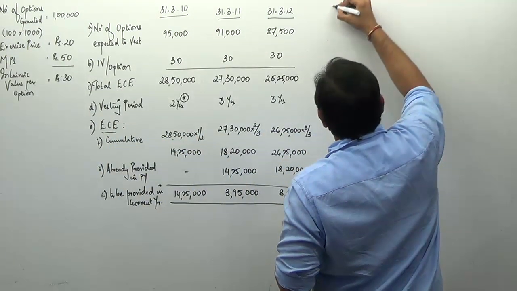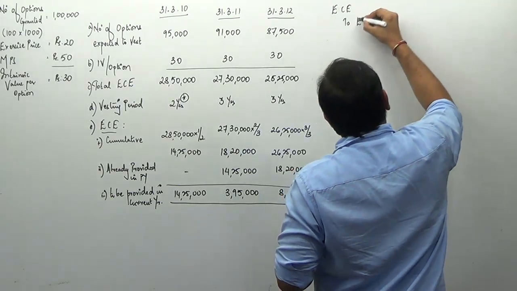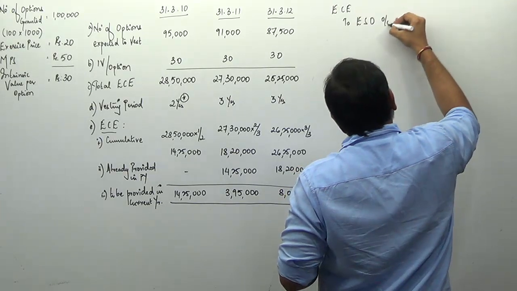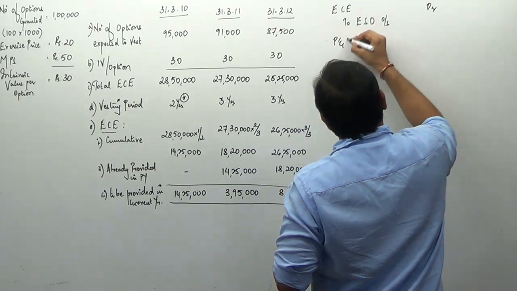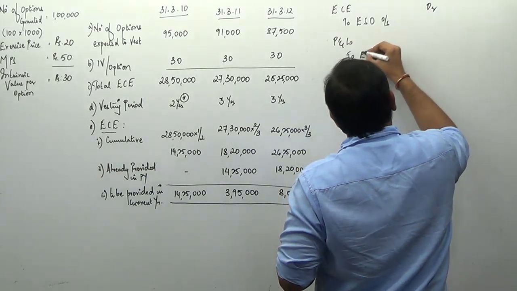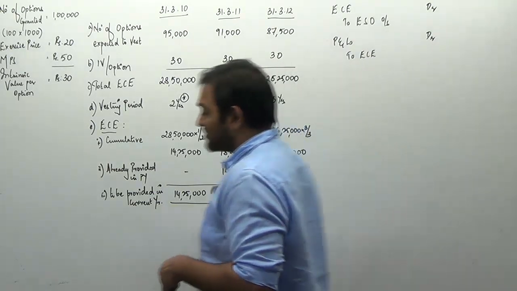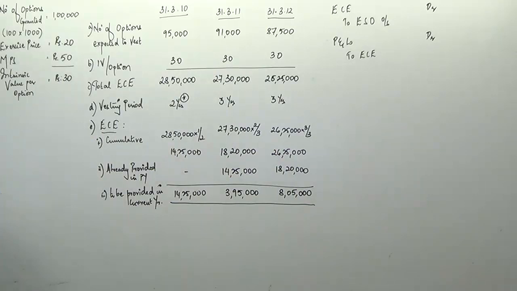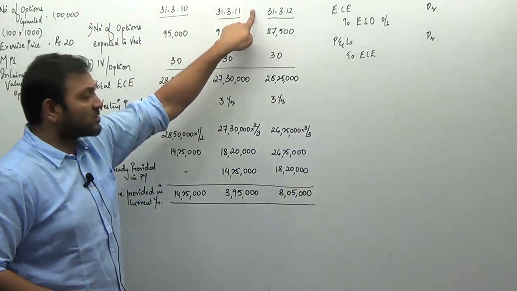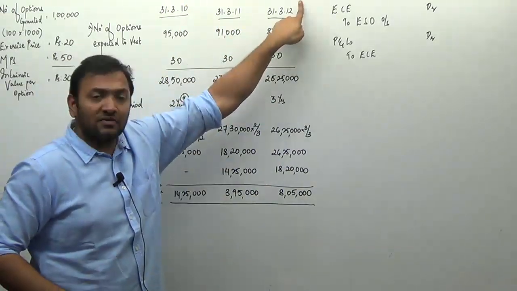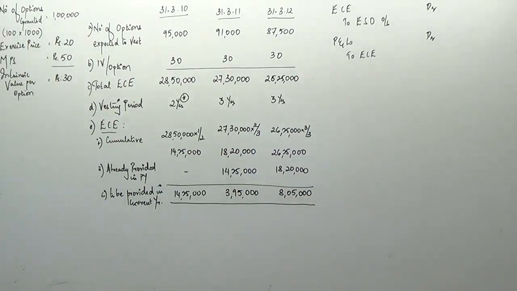My entry should be employee compensation expense to employee stock options outstanding, and then P&L account debit to ECE. This is a combination of two entries that we have to pass for 3 years. You know the amounts. First year 14,25,000 on 31st March 2010, 31st March 2011 3,95,000, 31st March 2012, 8,05,000. Two entries. Total, you'll get six entries.